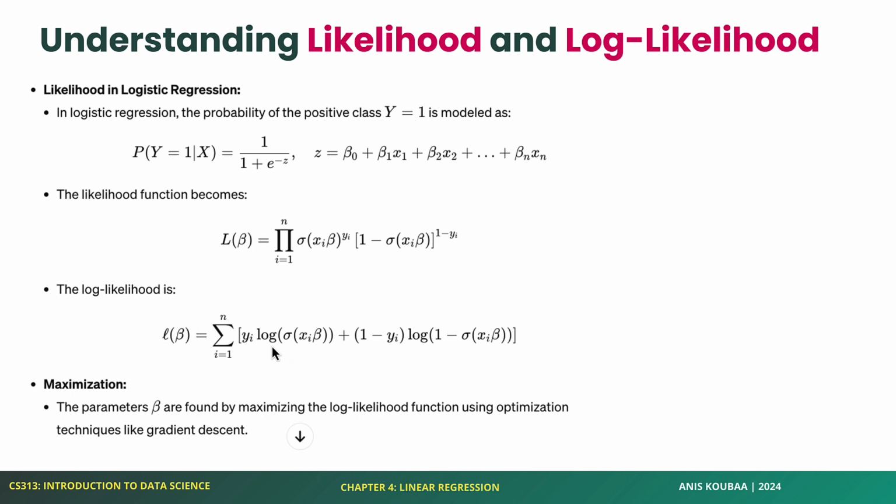y_i log of the sigmoid, this is the probability p_i, plus (1 minus y_i) log of (1 minus p_i). Yeah, this is the probability of the event. So what we've proven as a loss function for the logistic regression is the log likelihood, that we want to maximize. And we use the minus sign, if you remember, to minimize, so the maximization problem becomes a minimization problem.